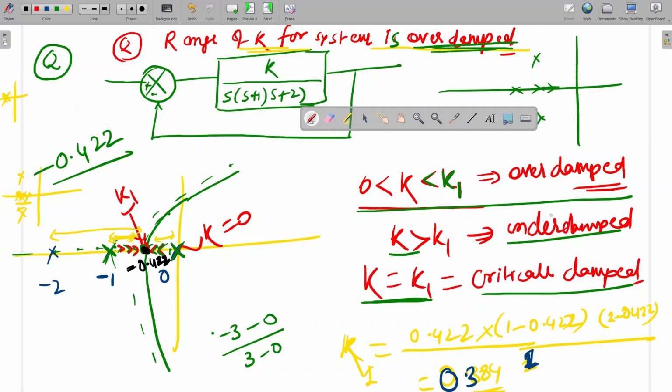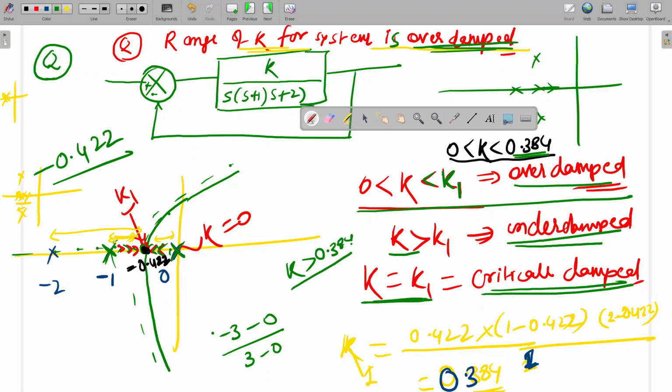So what is the condition for overdamped now? K should be greater than 0, less than 0.384. In a question, if it is asked what will be the maximum value of K for which our system will be overdamped, then the maximum value is 0.384. At exactly this value, our system will be critically damped. And if K is greater than 0.384, then the system will be underdamped. Is it clear?